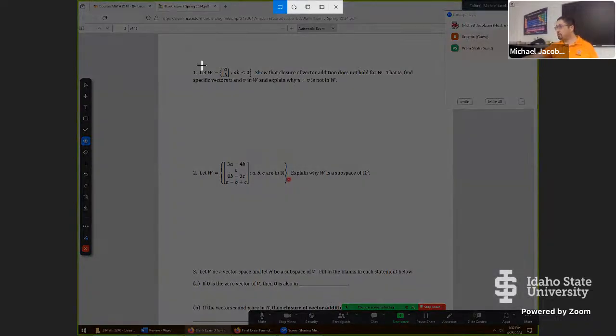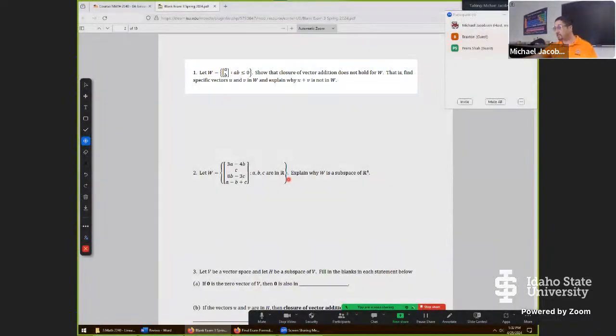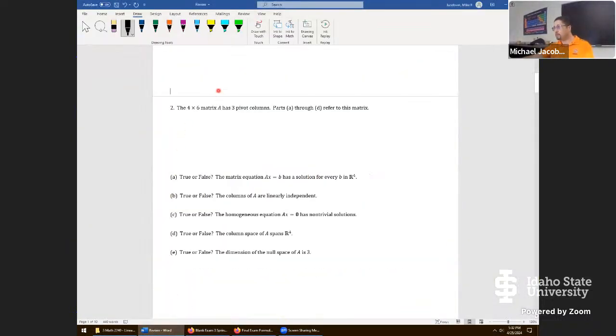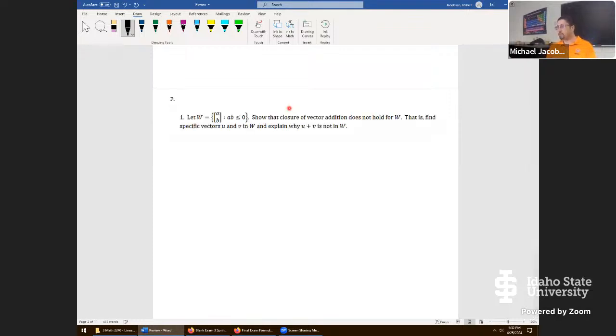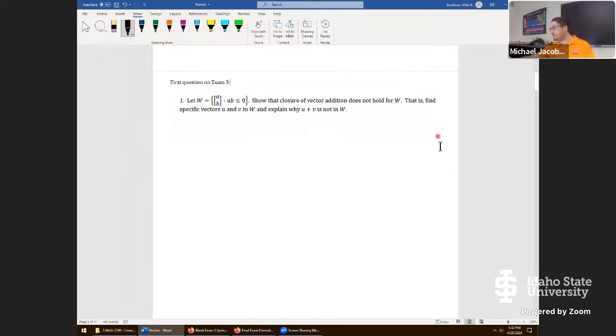But this one's a little bit different. This one's about closure, and this makes it hard. Let's put it right here. And if we are putting in questions on this document from different sources, I'll just put a quick note. This is the first question on exam 3. Thanks for starting us off with that question there.